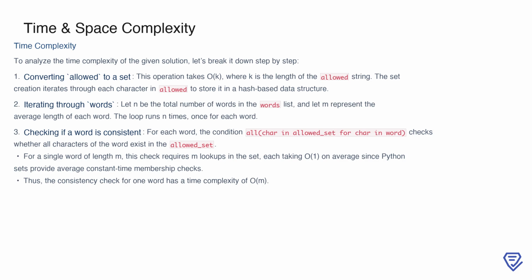Next, we loop through the list of words, which contains n words in total. For each word, we need to determine if it is consistent. This involves checking every character in the word against the characters in the allowed set. If the average length of a word is m, then this consistency check requires m membership lookups in the set. Since Python sets allow for constant time membership checks on average, this step takes O(m) time for a single word. Repeating this for all n words makes the total time complexity for this step O(n*m).